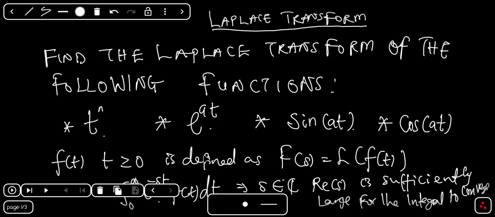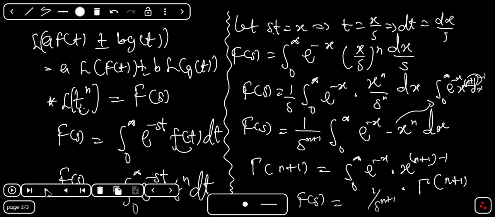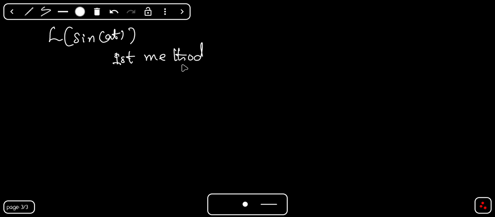Which is sine at. We are done with this. The next one is sine at, so the Laplace transform of sine at. All right, so we want to find the Laplace transform of sine at. I'm going to use two methods in finding the Laplace transform of sine at. The first method I will be using is the integral method.